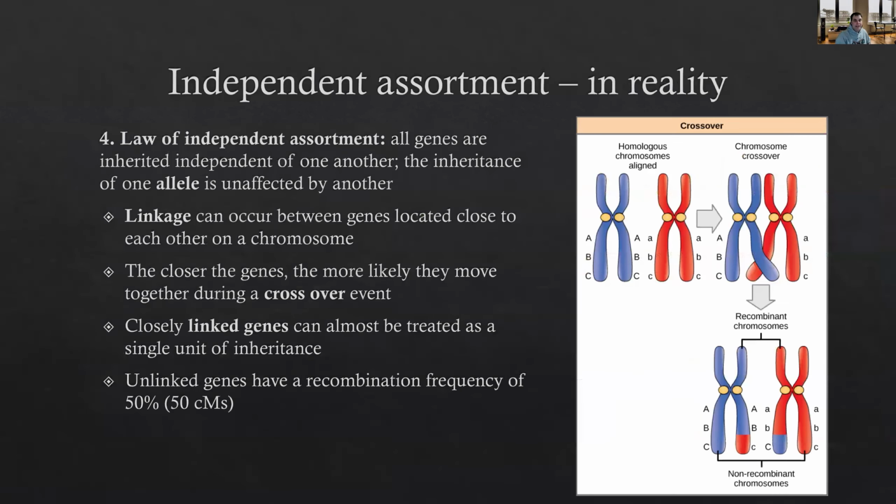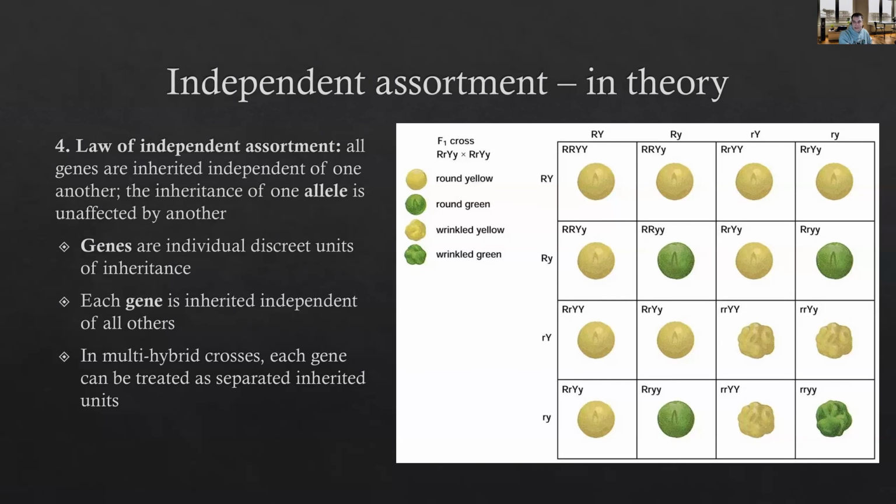But in reality, some genes are actually linked. The way you know this is you do a dihybrid cross and you don't get your 9:3:3:1 ratio, your 9:3:3:1 phenotypic ratio.